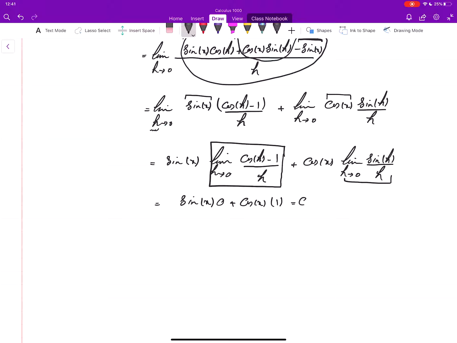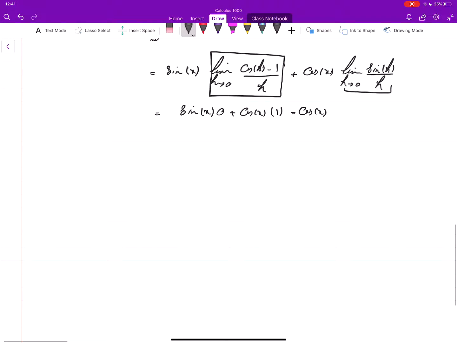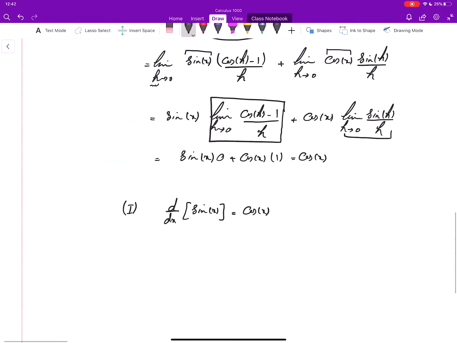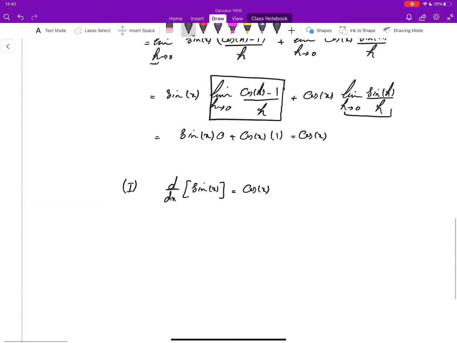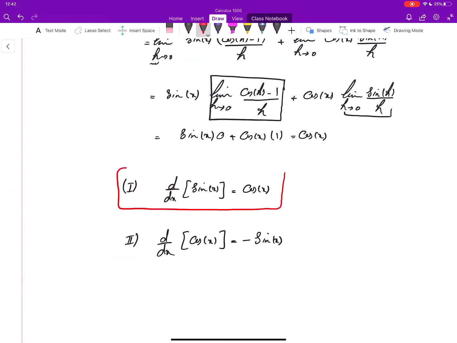So this gives us the derivative of sine x. Let me just write as the first formula: the derivative of sine x is equal to cosine x. How about the derivative of cosine x? Well, you can do the same thing, same steps. Here you will end up having cosine of x plus h, and then you use the sum formula for cosine, and it will appear very similar to these. And you continue, and you can see that the derivative of cosine x is minus sine x. So these are the first two formulas for the derivative of trigonometric functions.